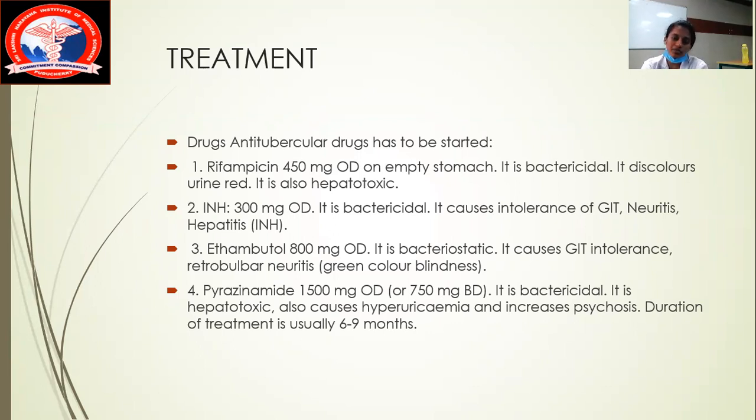The drugs that can be started are rifampicin. It is 450 mg once a day on an empty stomach. It has a bactericidal effect and it discolors urine red. Also, the patient usually comes to you after taking rifampicin at home, running back and stating, ma'am, my sweat is also red in color, my urine is red in color, almost orangish or red, and I'm feeling scared.